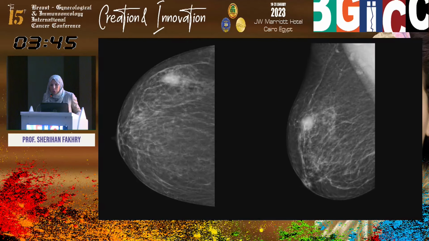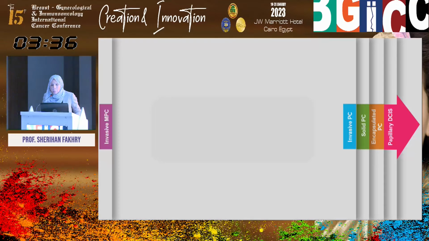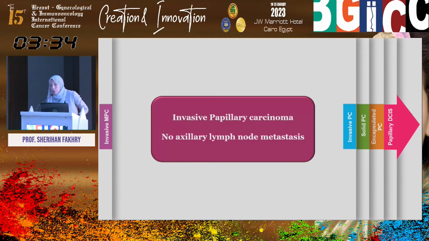In this case, mammography showed a rounded lesion with indistinct margin. By ultrasound, there was a microlobulated hypoechoic mass, and pathology revealed invasive papillary carcinoma.